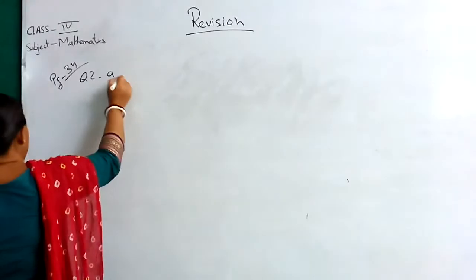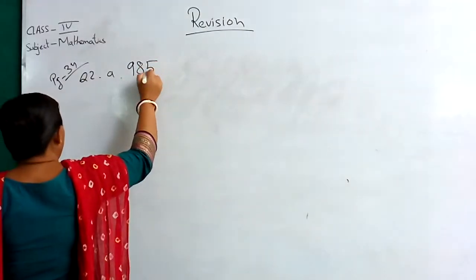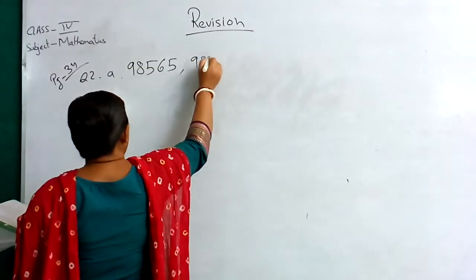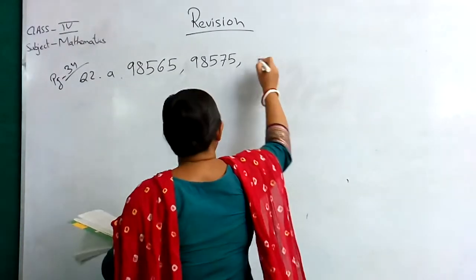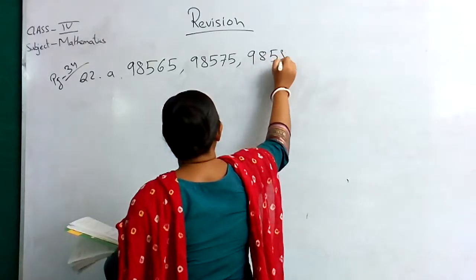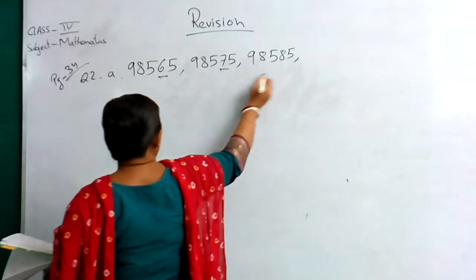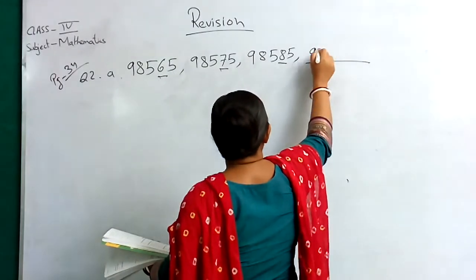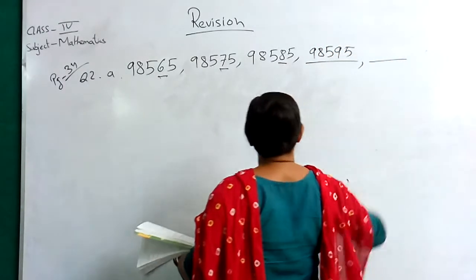See, this is question number 2, page number 34. Question number 2a. The number is 98565. Next is 98575. Next number is 98585. Okay, so the changes is in 6, then 7, then 8. That means the tens place is changing. So the next number will be 98595.